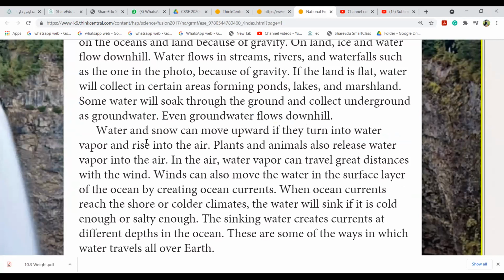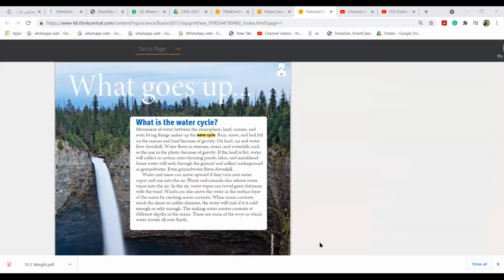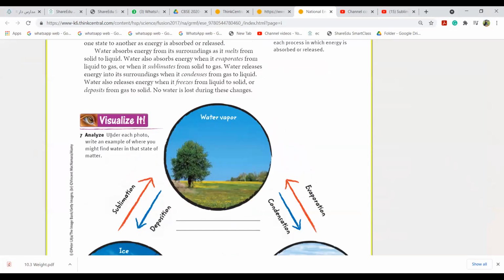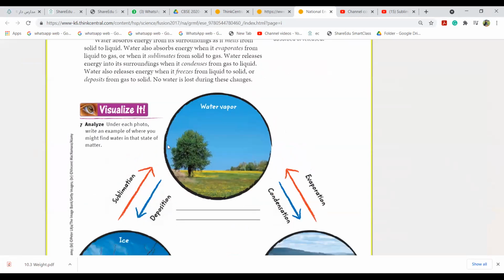Even groundwater flows downhill. Water and snow can move upward if they turn into water vapor and rise into the air. Plants and animals also release water vapor into the air. In the air, water vapor can travel great distances with the wind, which can also move the water in the surface layer of the ocean by creating ocean currents. You have studied ocean currents. Now here, girls, when you see this picture, under each photo, write an example where you might find water in that state of matter.